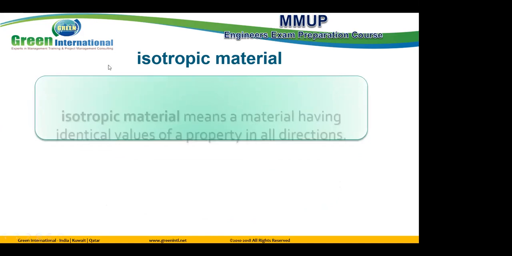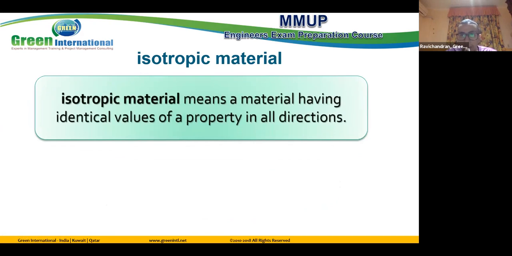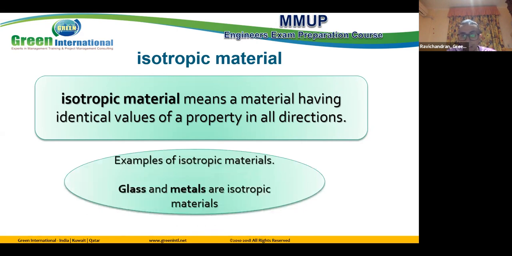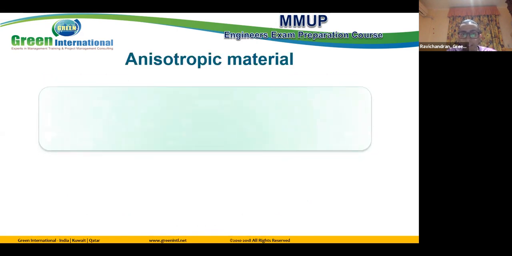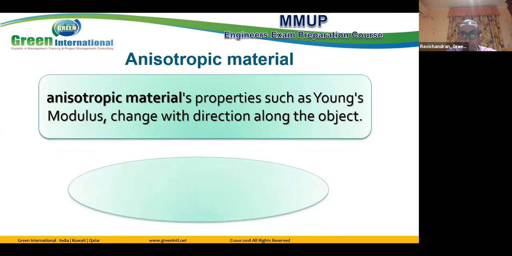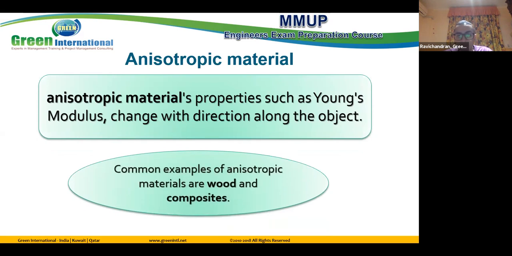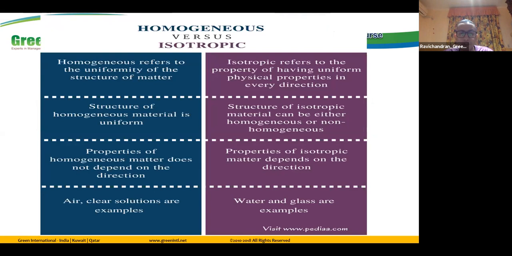Isotropic material means a material having identical values of property in all directions. For example, glass and liquid. But for anisotropic materials, properties such as Young's modulus change with direction along the object, like wood and composites. This is the general difference between homogeneous and isotropic.